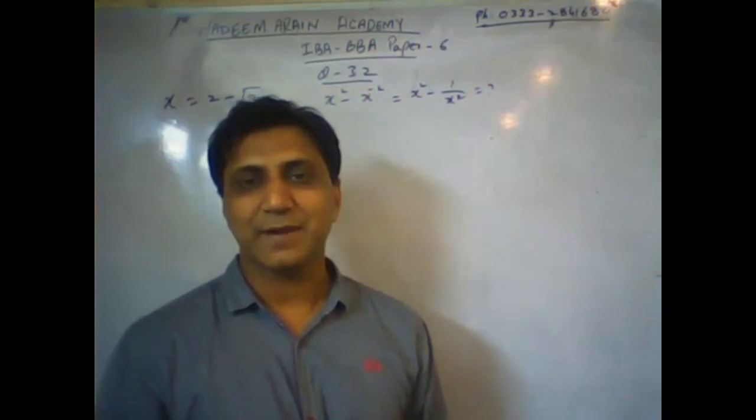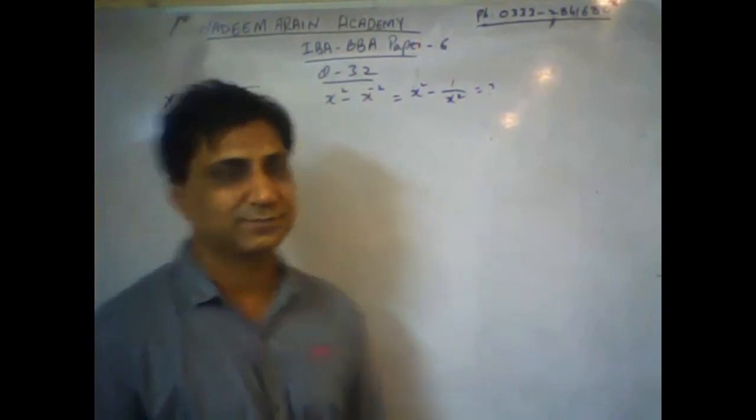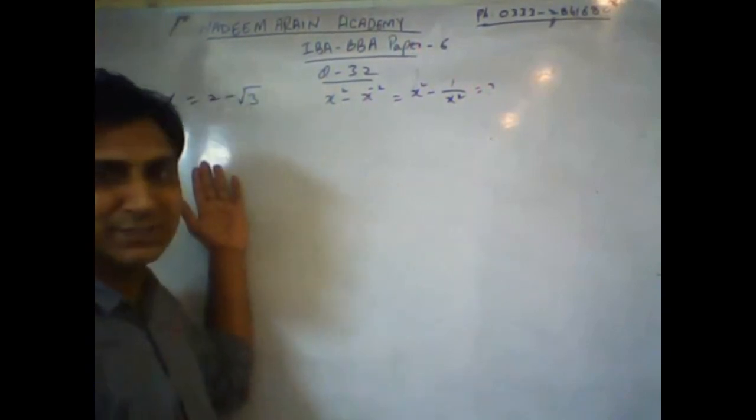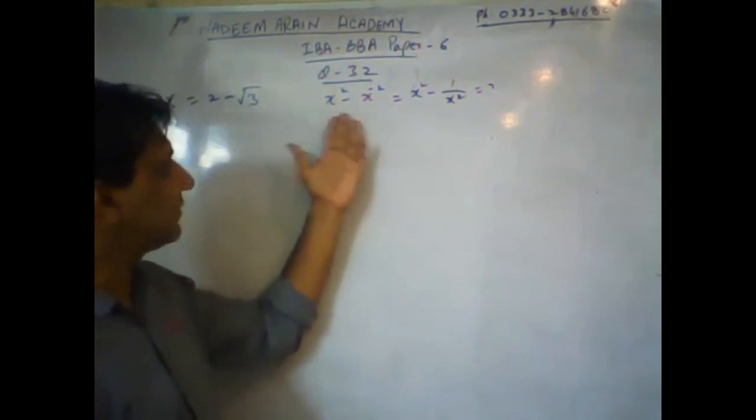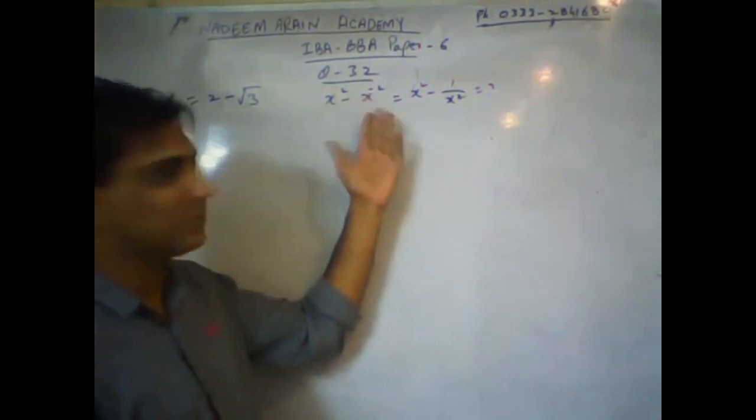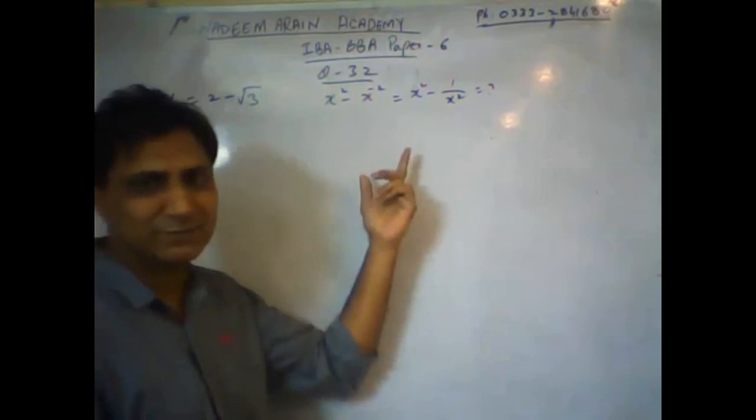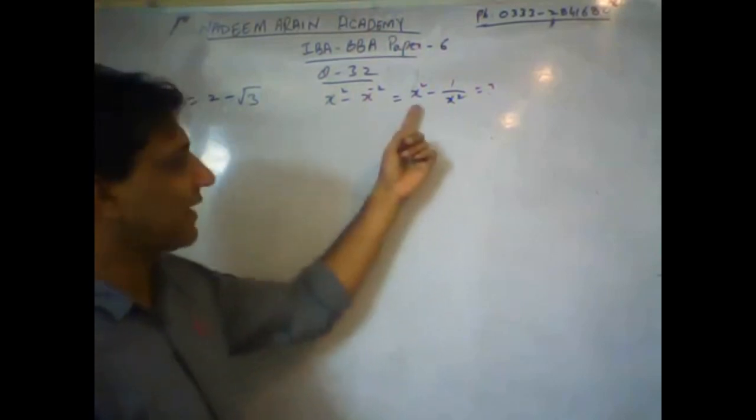Hello. IBA past paper 6, question number 32. The question says x is equal to 2 minus the square root of 3. Find out x squared minus x to the power minus 2, or x squared minus 1 upon x squared for that matter. Okay. So we first need to find x squared.